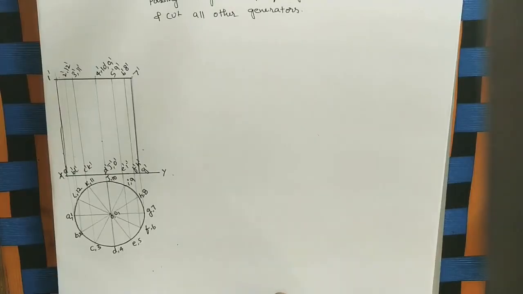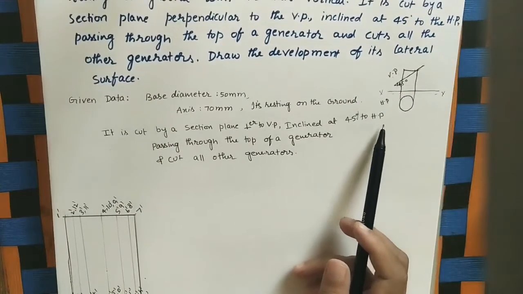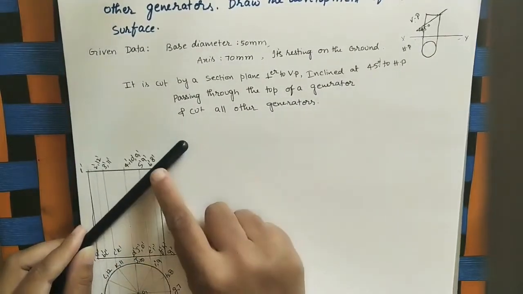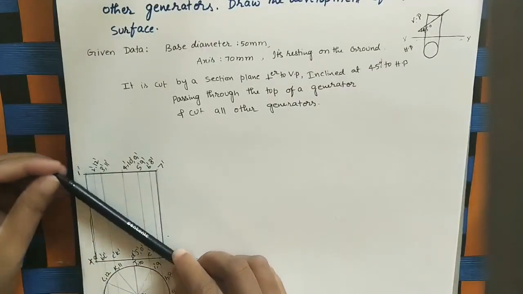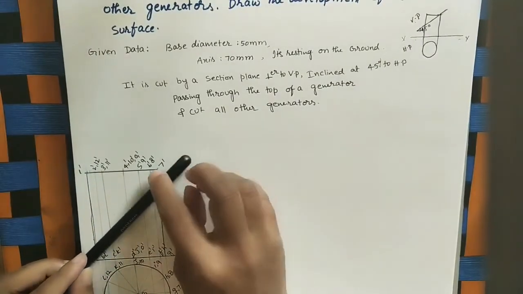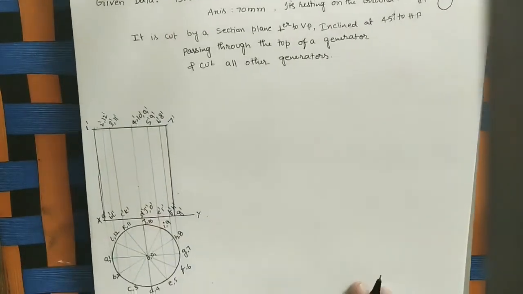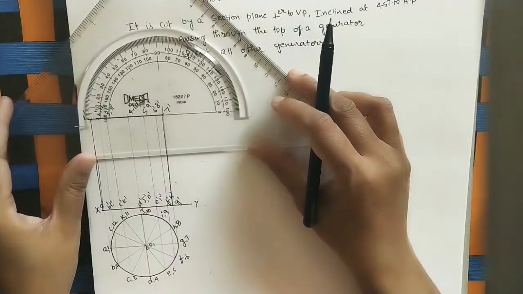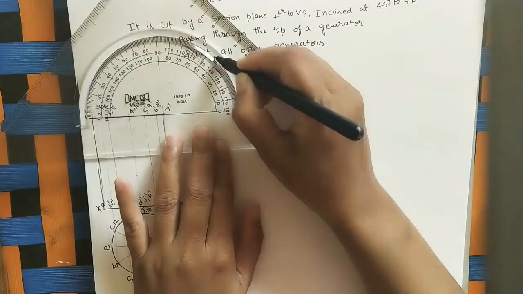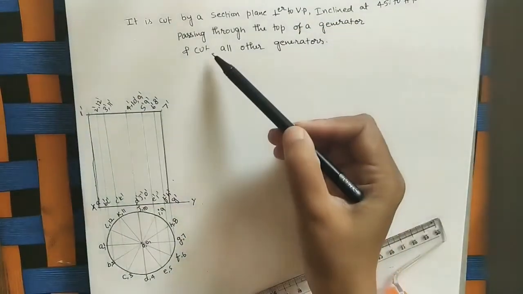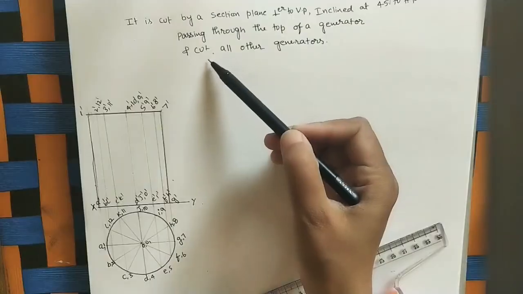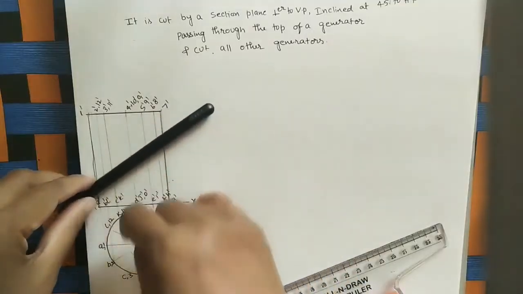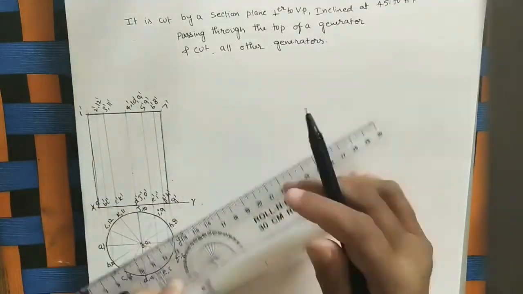After that, just do the cutting plane. Here this cutting plane is inclined at 45 degrees to HP and passing through the top of the generator. So this cutting plane is passing through the top of the generator. We can take it in this direction or in this direction also. Okay. Here I will do the 45 degrees line at the top generator. So mark 45 here. Here I took the 45 degrees point. Okay. Join this point to this top corner and extend the cutting plane, which is cutting all the generators. Okay, like this. So in this direction do the cutting plane.